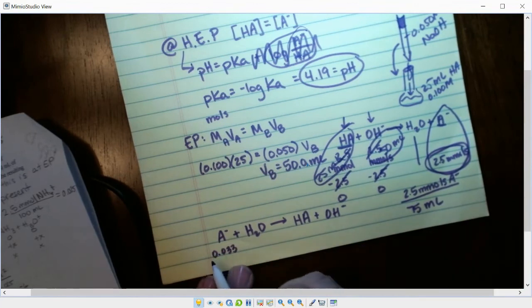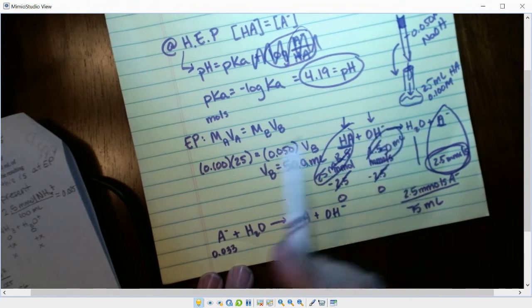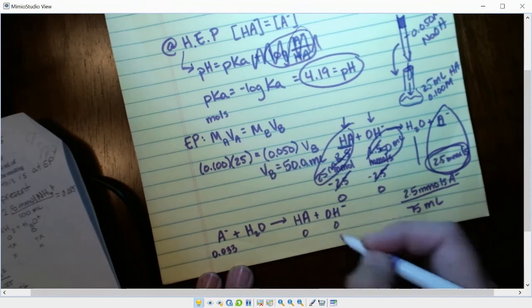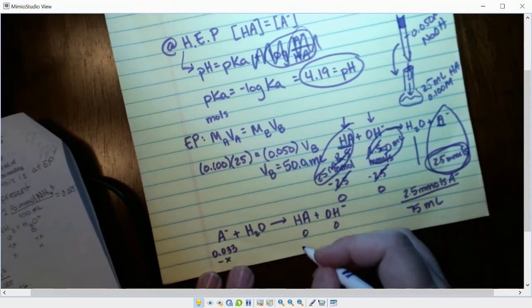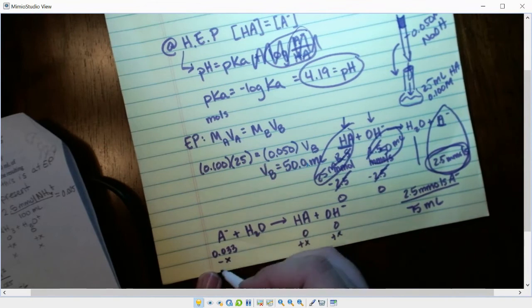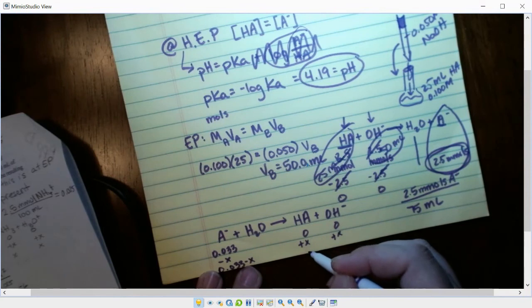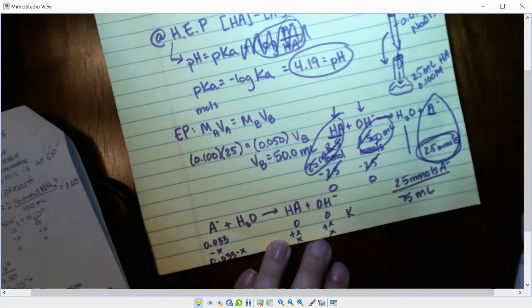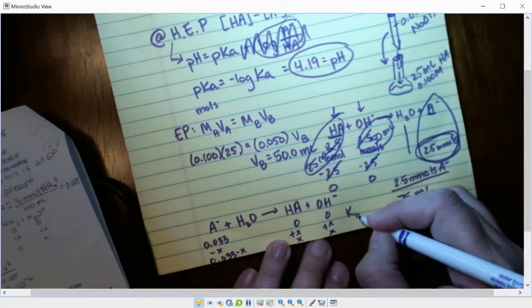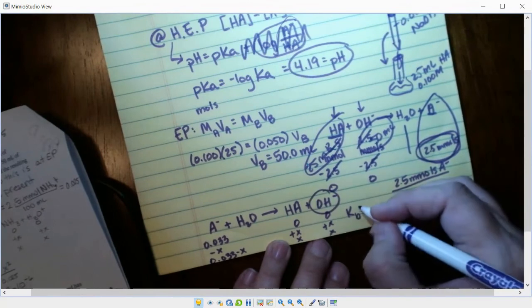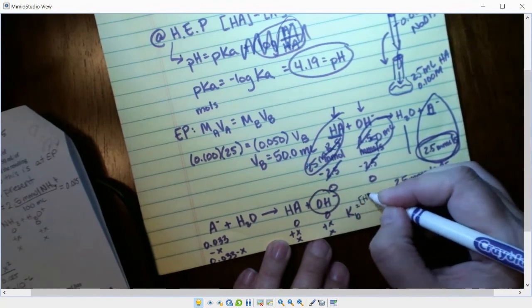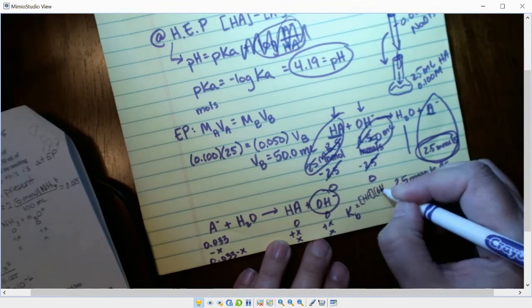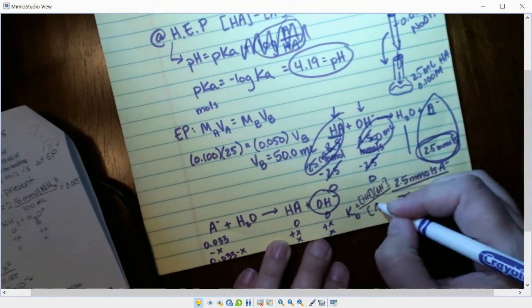So at this point in time, if we stop the titration exactly right there, this is how much we would have, and there would be none of these things. So there's none of this. Then we reduce by X, increase by X, increase by X: 0.033 minus X, X, and X. Sorry, I'm running out of room here. And then we can set up our K expression. Now this is going to be a Kb because we're producing hydroxide. So Kb equals concentration of HA times hydroxide over concentration of A minus.